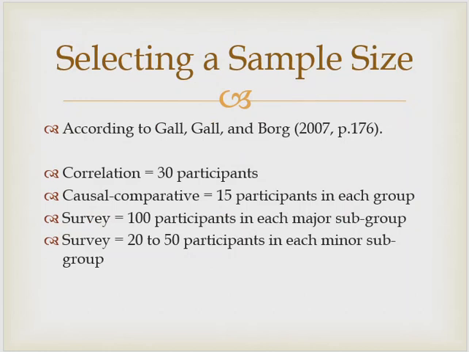Sampling size is a bit ambiguous. However, according to Gall and Borg, there are some general best practices concerning the sample size needed to distinguish in the inferential statistics that you compute in your data analysis. So these are just some numbers that if you want to do a correlation, you might want to have 30 participants, causal comparative, 15. Survey, you want to have at least 100 participants to make a good sample. Or you have a survey of 20 to 50 participants in each minor subgroup.